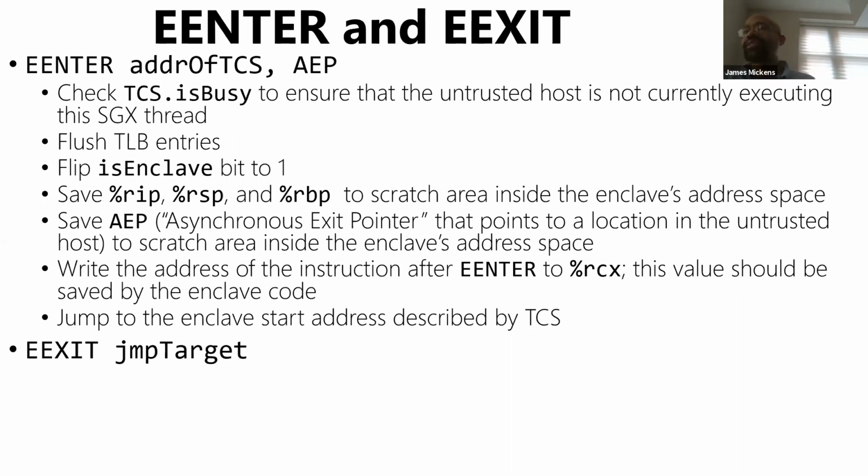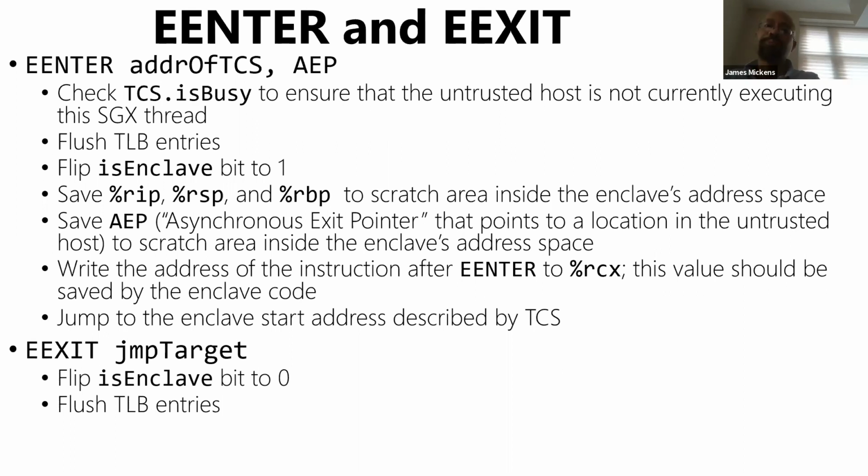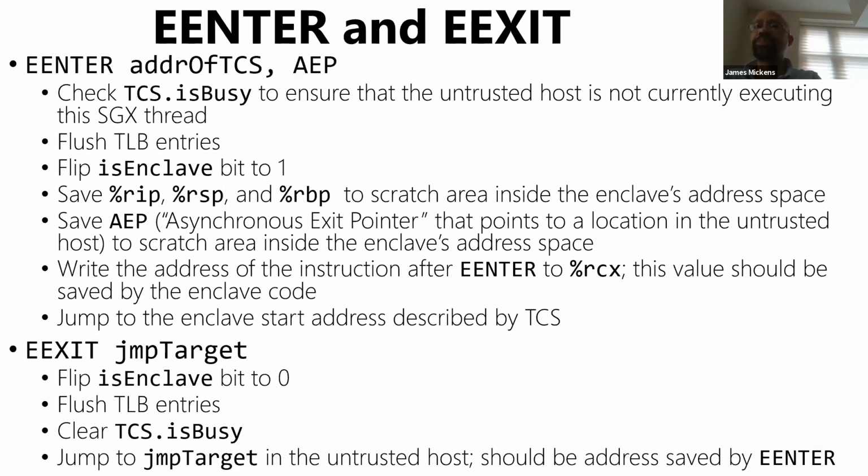So you can do an exit, which kind of does the expected thing. You flip is enclave to 0. You flush the TLB entries. Once again, we don't want to reveal anything about memory mappings via TLB entries that would persist across the exit. You clear the TCS is busy bits. That indicates that this thread, this SGX thread, is now not being used. And then we jump to the jump target in the untrusted host. And so this should be the address that was saved by EENTER up here. So that's how that works.